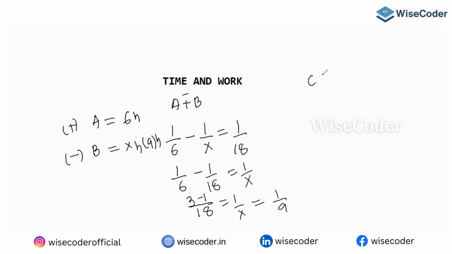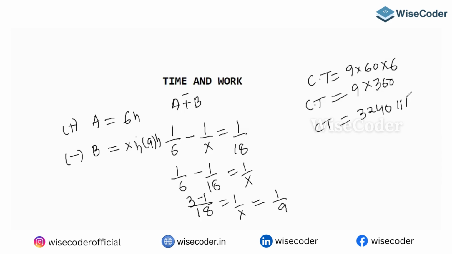Capacity of the tank means 9 hours, but how much is that tank emptying? 6 liters per minute. 9 hours will have how many minutes? 60. 6 liters, so this is 360 into 9. So the capacity of the tank is 9 into 360. If you multiply it, you will get 3240 liters.